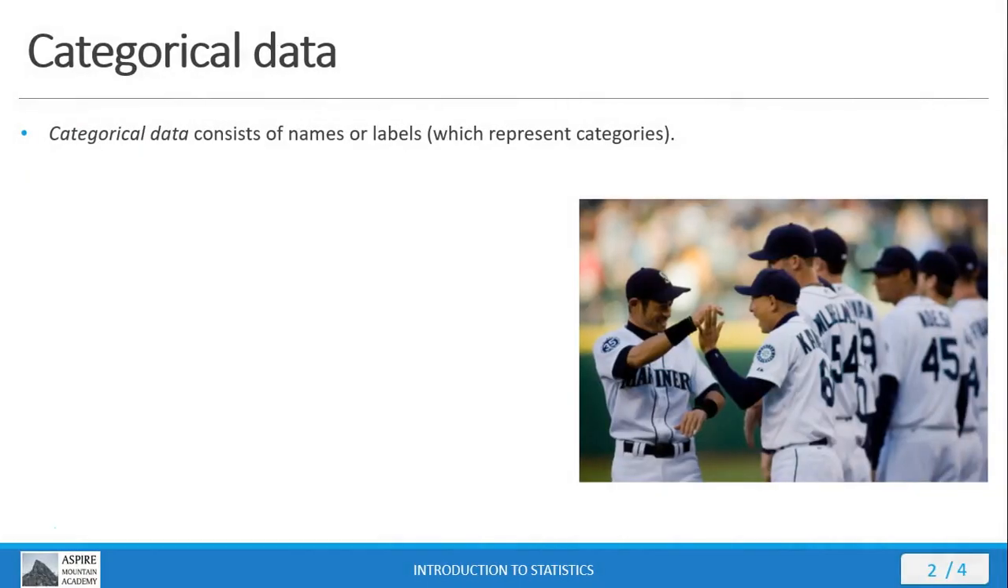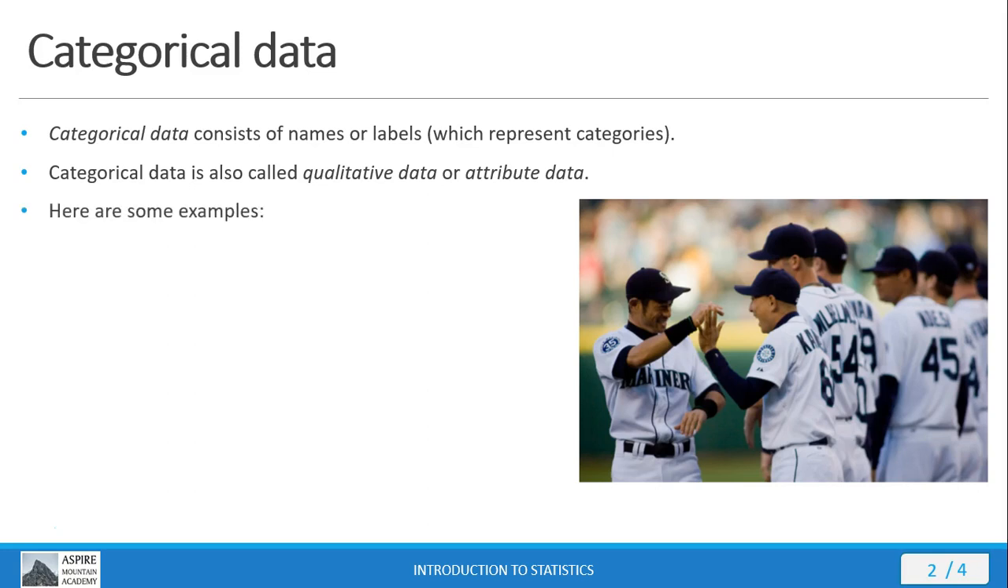I hope you remember what quantitative data are. Now we're going to examine the other main type of data, categorical data. In contrast to quantitative data, categorical data consists of names or labels which represent different categories, hence the name categorical data. Categorical data goes by other names as well. If you've ever heard of qualitative data or attribute data, these are the same as categorical data. Now, here are some examples of categorical data for us to consider.